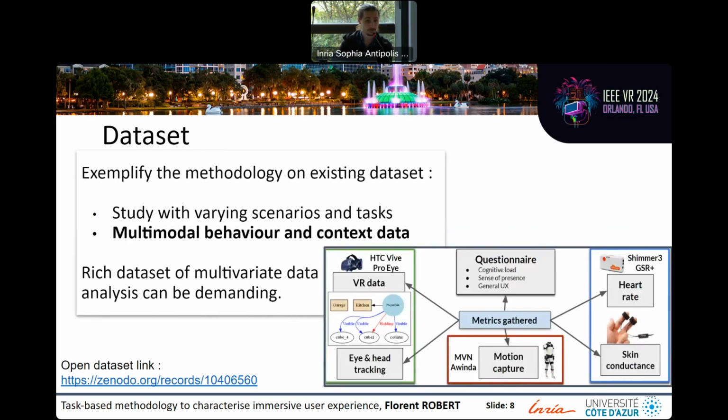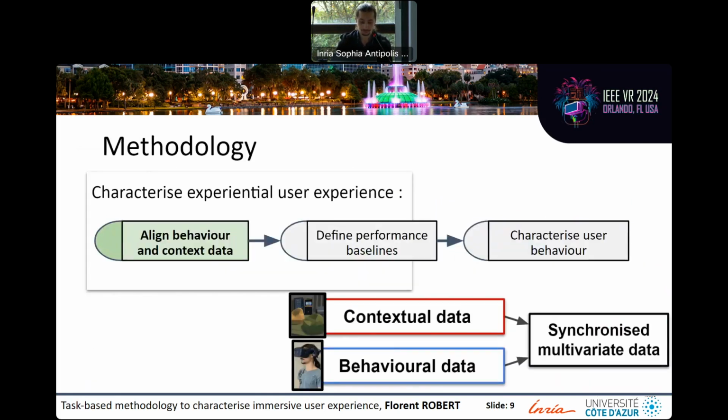In this study, we recorded many data. We have motion capture for the motion data. For the physiological data, we have the skin conductance and the heart rate. And for the attention data, we have the eye tracking. We also record the whole context of the environment, so what the user is currently interacting with, what the state of the environment is, and what the position of the user is. So this is a very rich dataset of multivariate data, and analyzing such a dataset can be quite demanding, which is why we propose this methodology in 3 steps, as I explained.